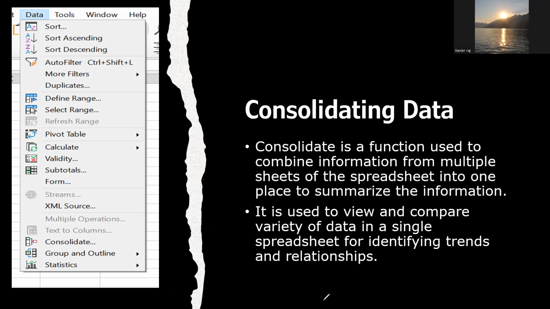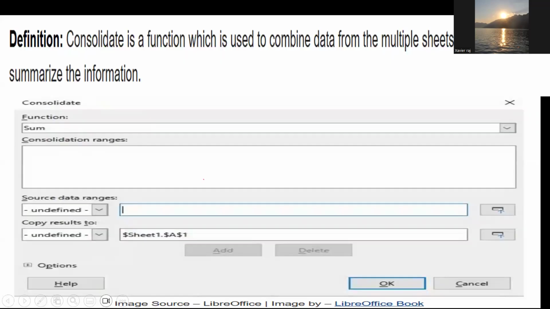So that is what consolidation is, which we have seen. The next is how to do the consolidate. Here I have given the definition for consolidate. Consolidate is a function which is used to combine the data from multiple sheets into one place to summarize the information. I told you, first you have to click the Data menu, and under that click Consolidate. Once you click Consolidate, you will get the dialog box.